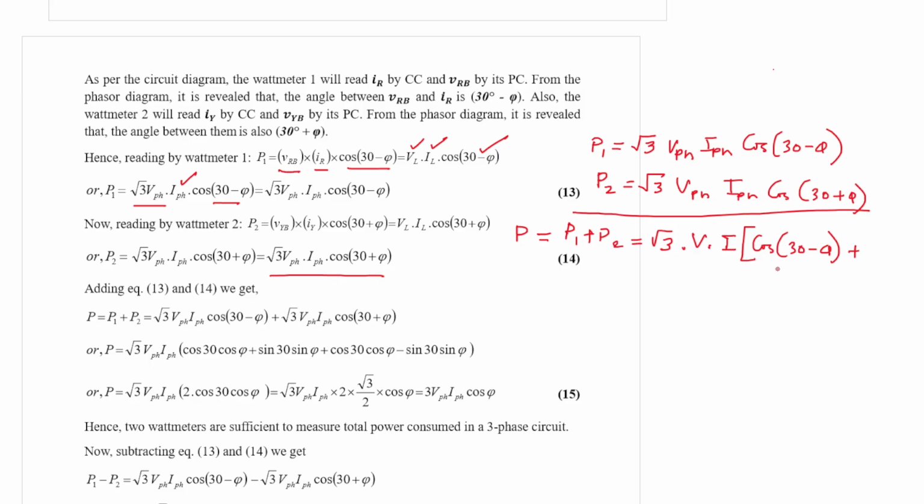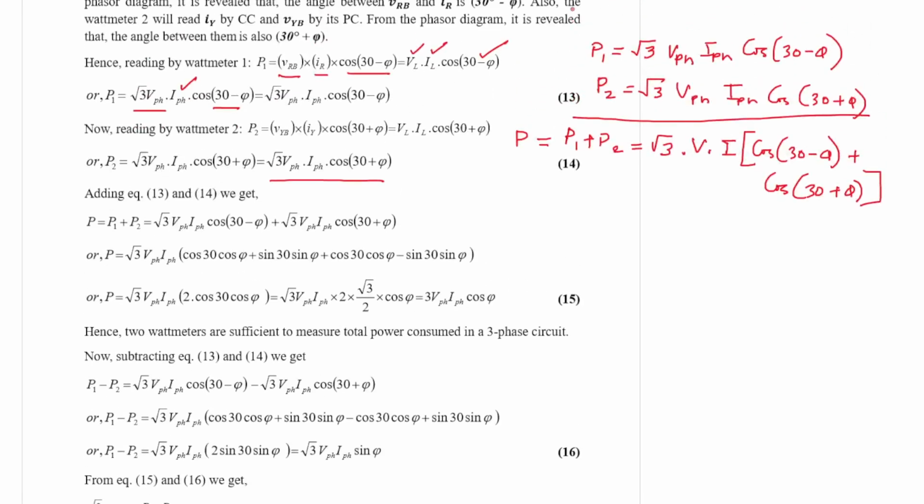Plus cos 30 plus phi. That becomes the total power. So now if you break, cos 30 minus phi is equal to cos 30 cos phi plus sin 30 sin phi, and cos 30 plus phi becomes cos 30 cos phi minus sin 30 sin phi.